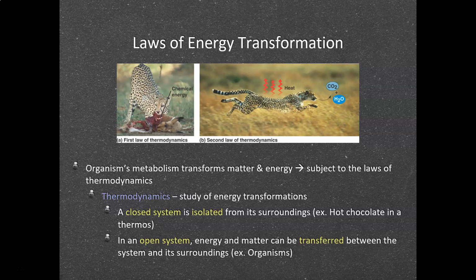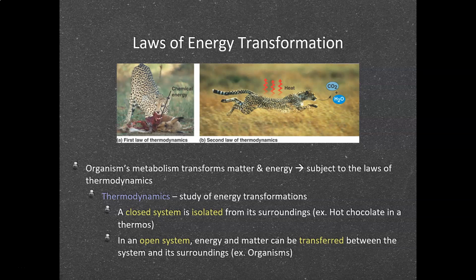But all of this is subject to the laws of thermodynamics, okay? So thermodynamics is simply the study of energy transformations. How do I change energy from one form to the next? And what happens as that energy transformation occurs? So when we look at thermodynamics, and we study this from a physics or a chemistry standpoint, we typically talk about whether or not it's occurring in a closed system versus an open system. And that's going to really dictate what occurs here.